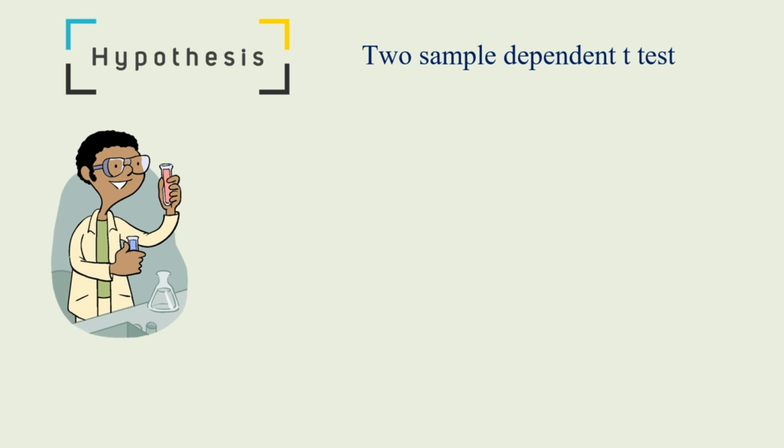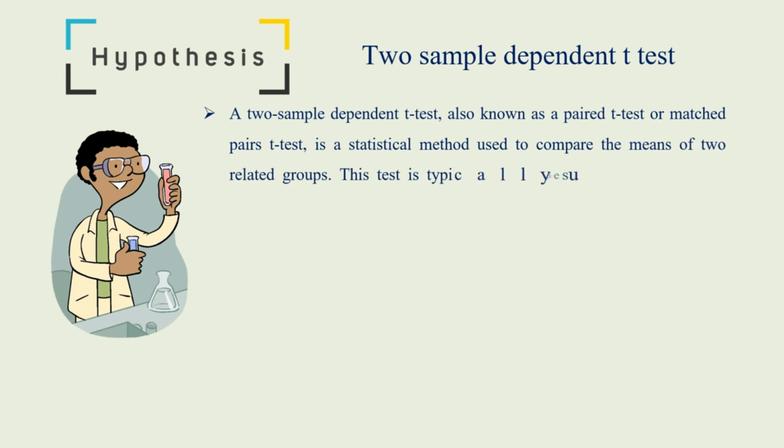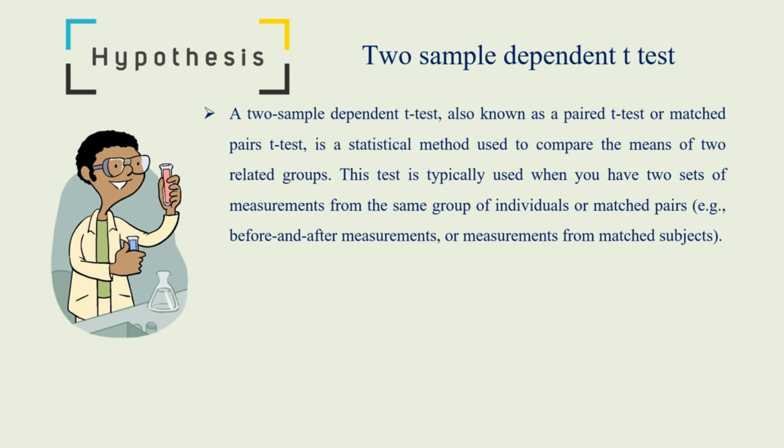A two-sample dependent t-test, also known as a paired t-test or matched pairs t-test, is a statistical method used to compare the means of two related groups. This test is typically used when you have two sets of measurements from the same group of individuals or matched pairs, for example before and after measurements or measurements from matched subjects.